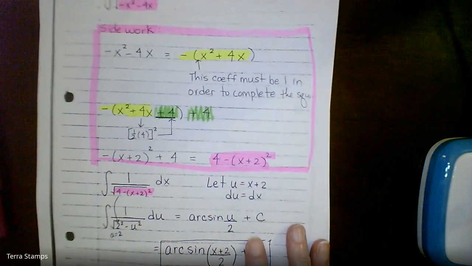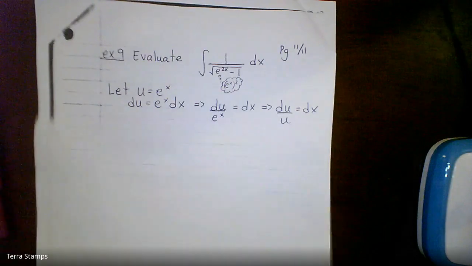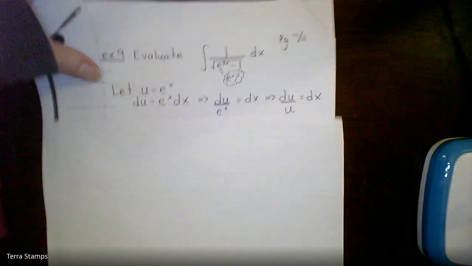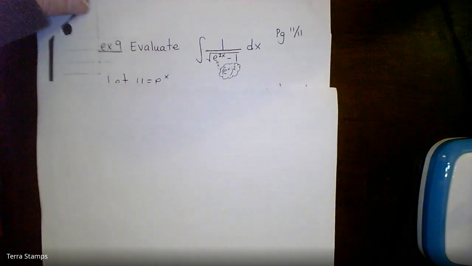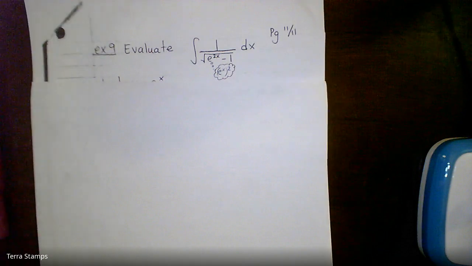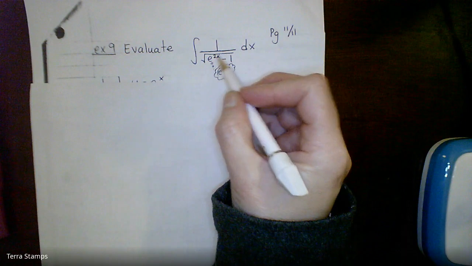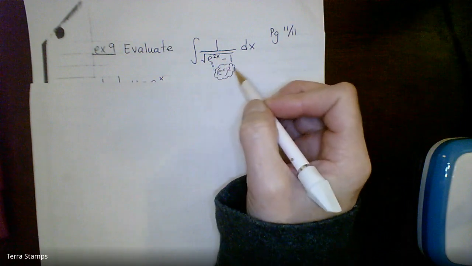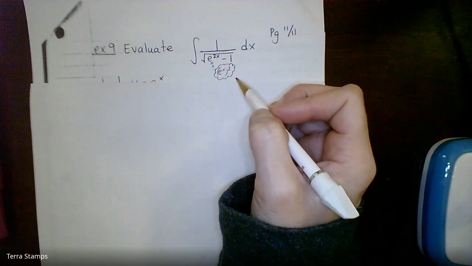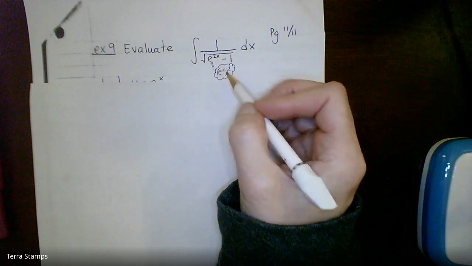Okay, one more example. Let's do an e problem here. So we did one earlier that had an e to the 2x, where I had to think of it as e to the x quantity squared. So this one is very reminiscent of that.